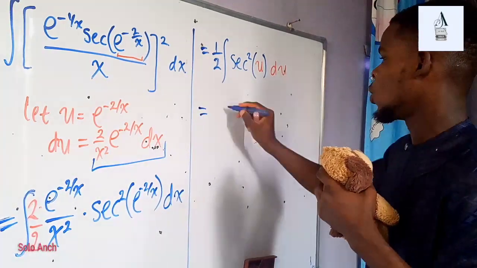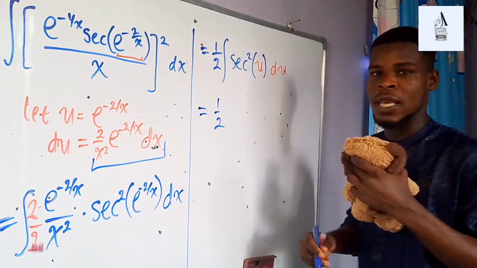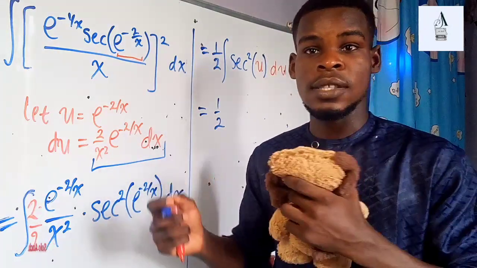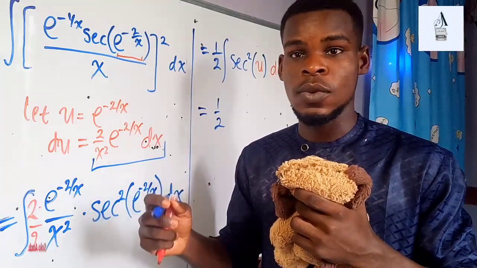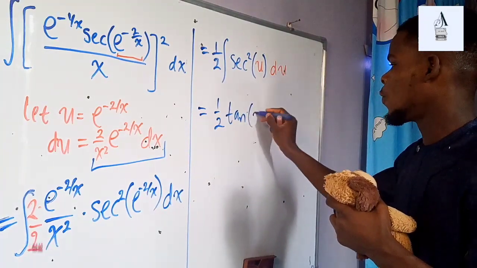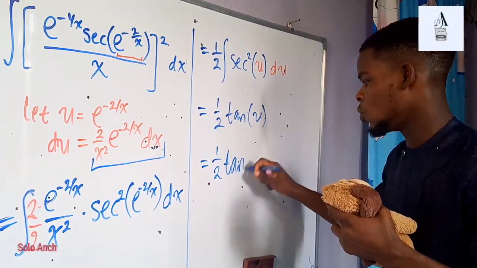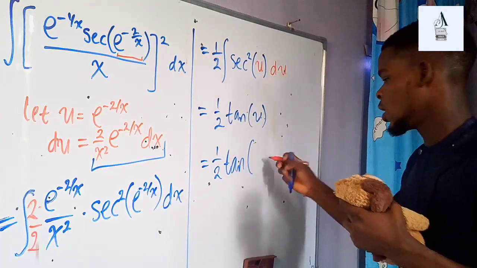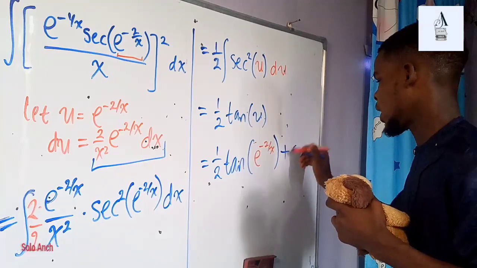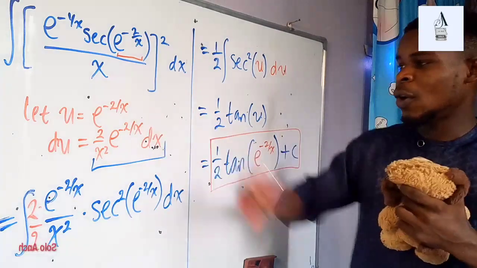That means we're going to have 1/2 of the antiderivative of secant squared of u. You notice that the derivative of tangent of u is secant squared of u, so the antiderivative of secant squared of u will be tangent of u. So this is going to become tangent of u. Well, we need to get back to the original variable by doing a backward substitution. What is u? From here we saw that u is e to the power of negative 2 over x. And since we are done with the replacement, we can add an arbitrary constant, and this right here is the antiderivative of this function over here.